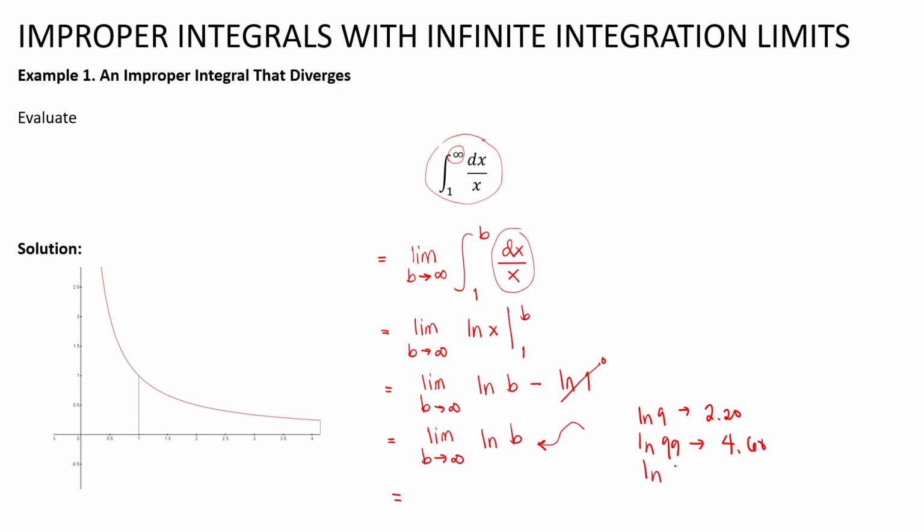So ln, let's say 99999. So the calculator gives 29.93. So notice that the value of your ln is increasing as you plug in more numbers. So the ln of b as b approaches infinity is still infinity. And since your answer is not existent, or the limit does not exist, this one is diverging, or it diverges.